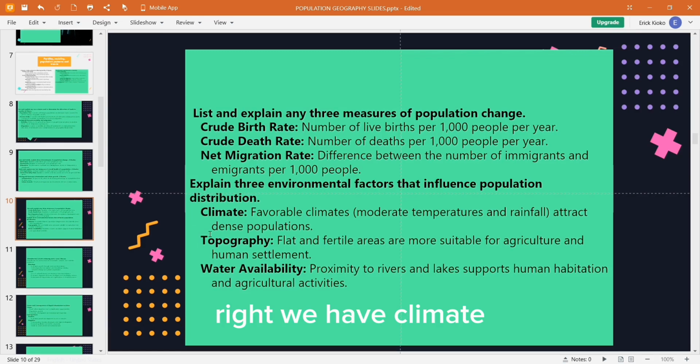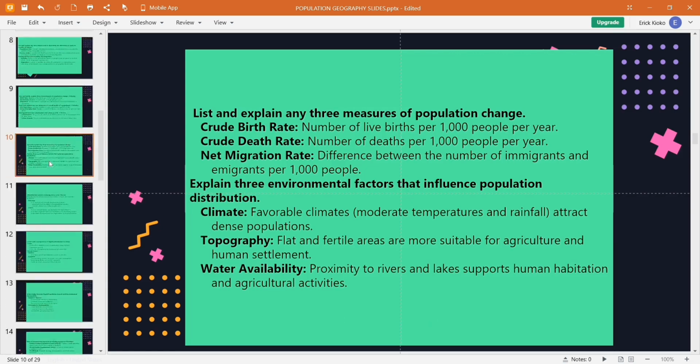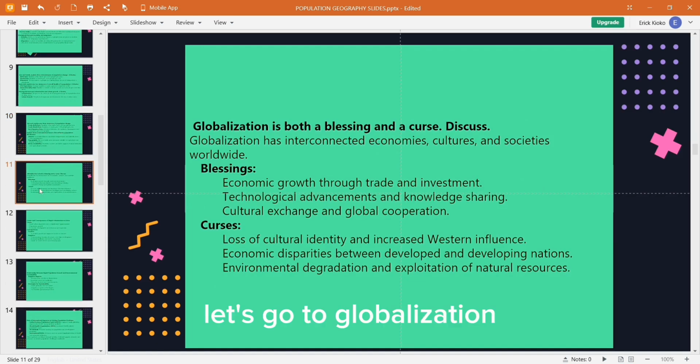Right, we have climate, topography, and water availability. Environmental factors, we have looked at them under physical factors influencing population distribution. Just simple things.